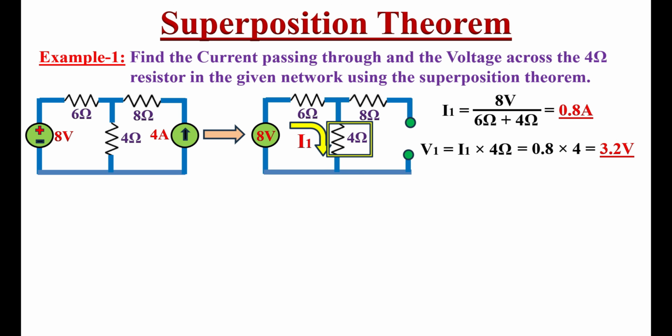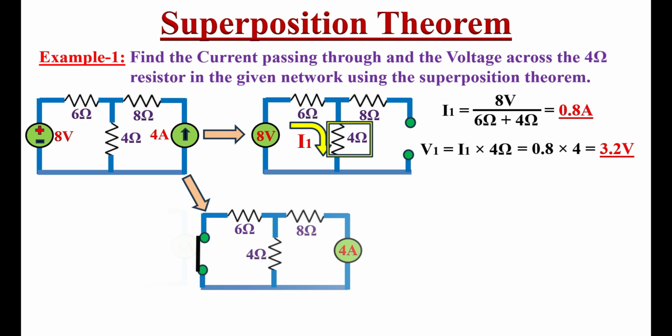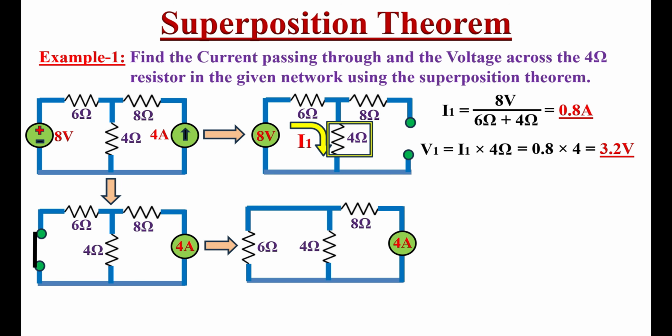Before we calculate, we have to modify the circuit diagram to reflect our suppressed source. This 8 volt source is an ideal voltage source because it has 0 series internal resistance. We replace it with a short circuit. So our new network looks like this. For the sake of simplicity, we can redraw this circuit like this. The 4 ampere source is in series with an 8 ohm resistor with 2 parallel resistors of 4 ohms and 6 ohms. And at this node, the 4 amp current will divide between the 4 ohm and 6 ohm resistors.